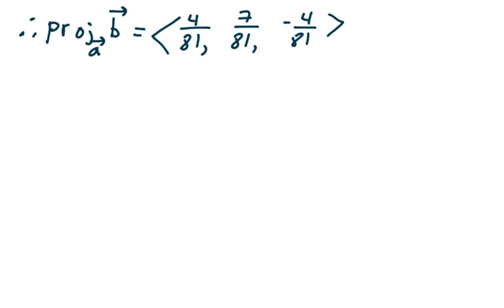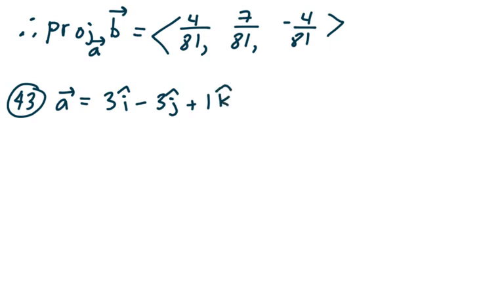Let's take a look at 43 for the last one in this video. Suppose A is the vector 3i minus 3j plus 1k. I put the 1 in for emphasis, all right? And B is the vector 2i plus 4j minus 1k.